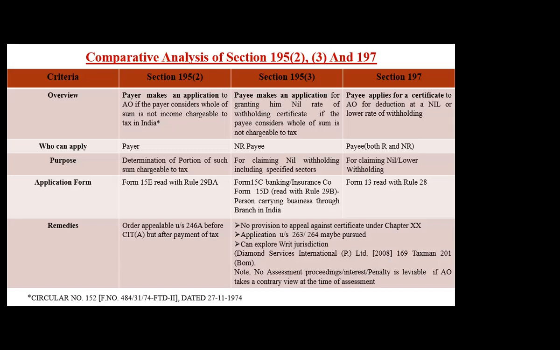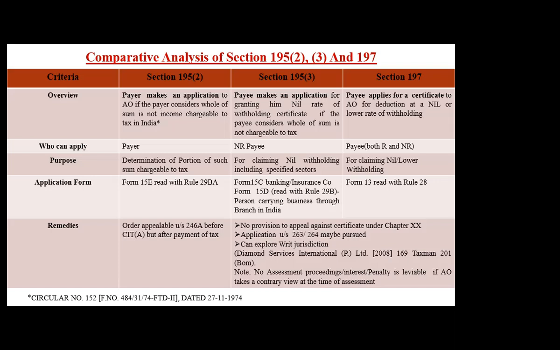195 subsection 3 is from the payee side. So the payee makes an application. 195 subsection 3 is for specific persons. There are two categories of persons in 195 subsection 3: banking or insurance, or persons who are carrying on business through a branch in India. These are the payees who can go to the AO for requesting only the nil rate of withholding certificate. 195 subsection 3 is only for the nil withholding certificate. It is not for the lower.